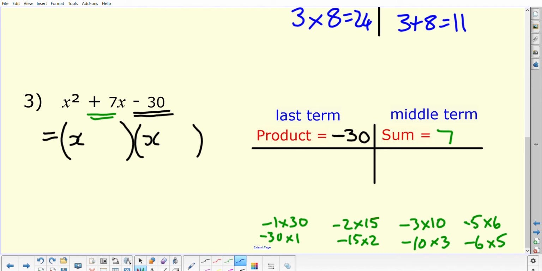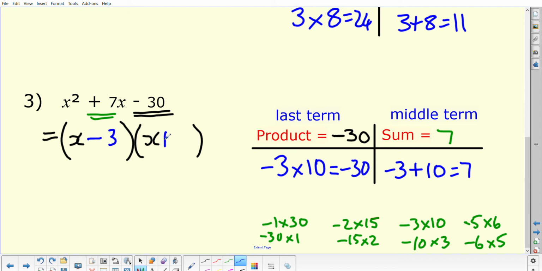So hopefully you would be able to pick out that we would need it to be the negative 3 times positive 10. That does give us negative 30, and if we add negative 3 plus 10, we will get 7. So what should have been in your brackets is x minus 3 and x plus 10.